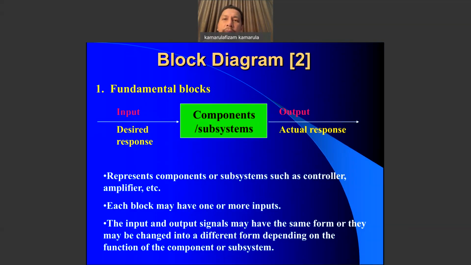Okay, this green box basically represents components of a subsystem such as a controller and an amplifier. This is one of the examples. You can have this green box or subsystem taking the role of a controller, or an amplifier, or any other process. Each block here, the green box, may have one or more inputs.